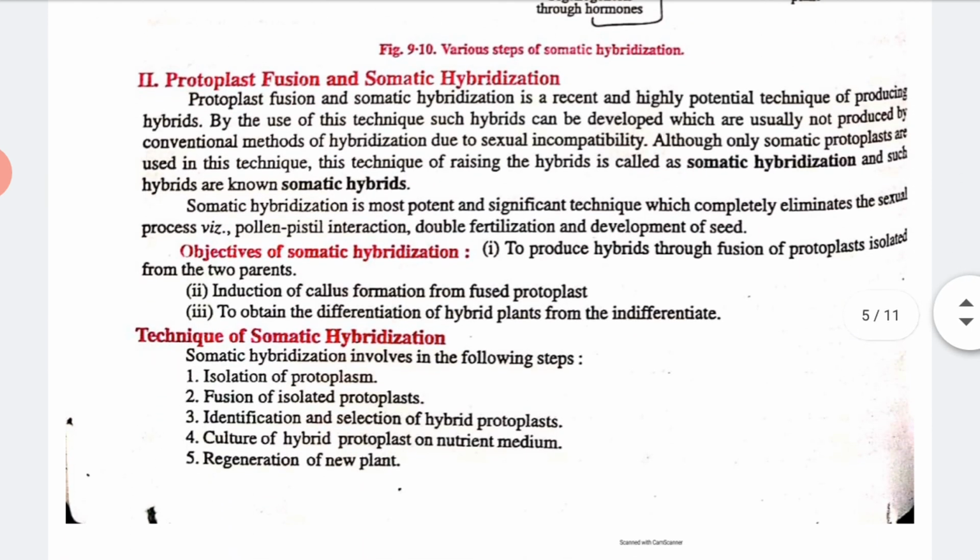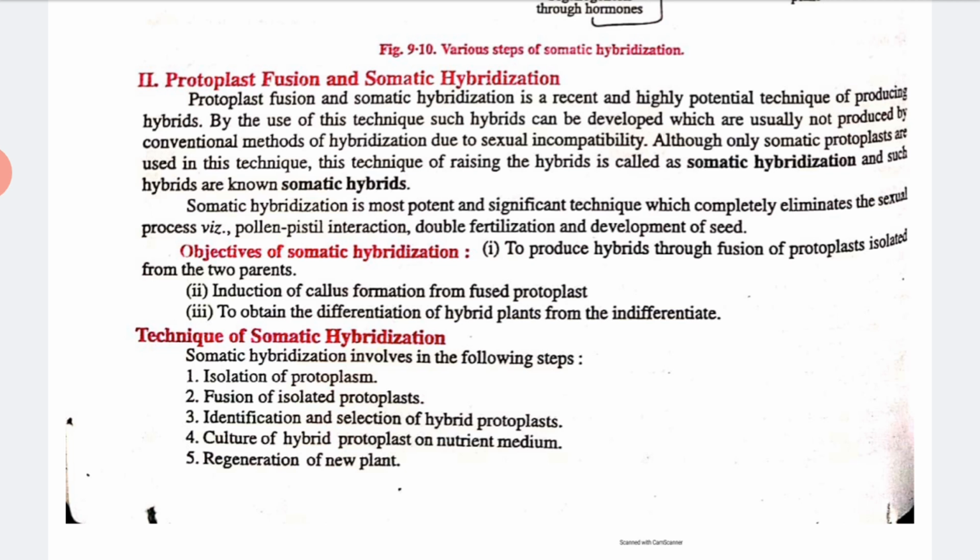Okay, now next is protoplast fusion and somatic hybridization. So what is that? Protoplast fusion and somatic hybridization is a recent and highly potential technique of producing hybrids. By this technique, such hybrids can be developed which are usually not produced by the conventional method of hybridization. But why? Maybe because of some sexual incompatibility.